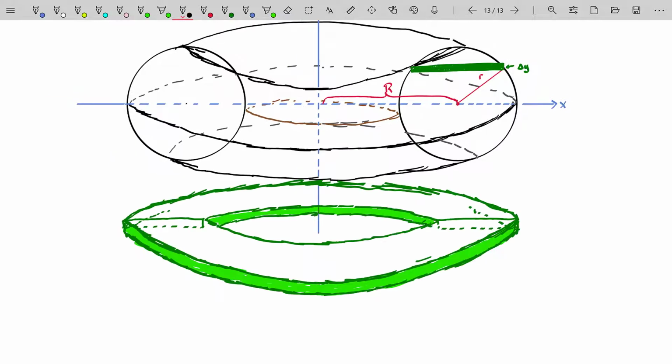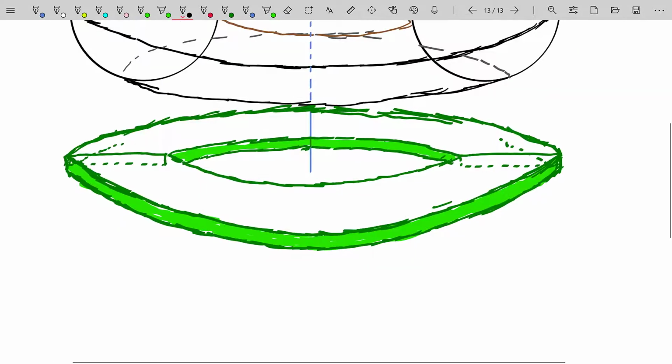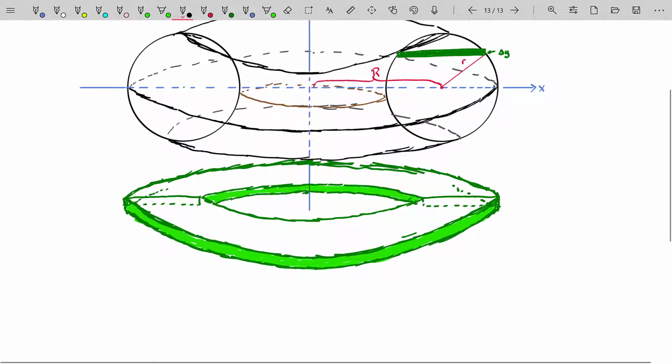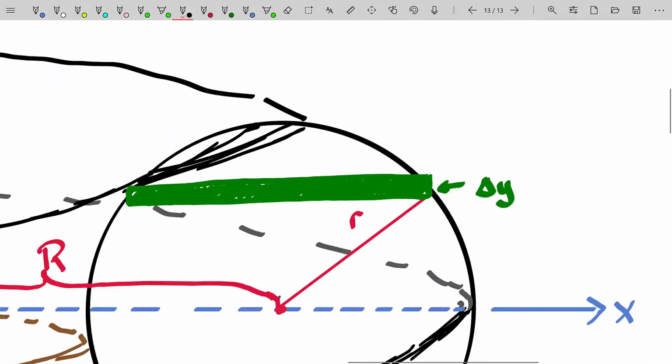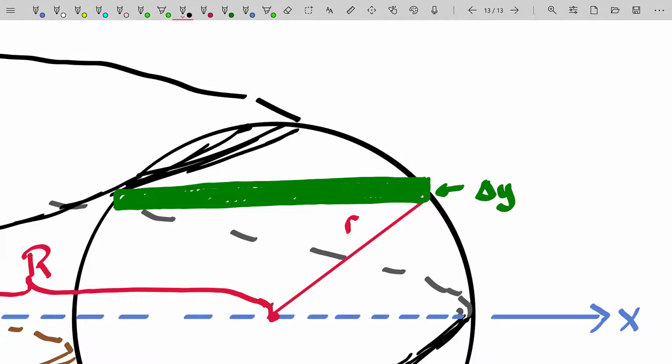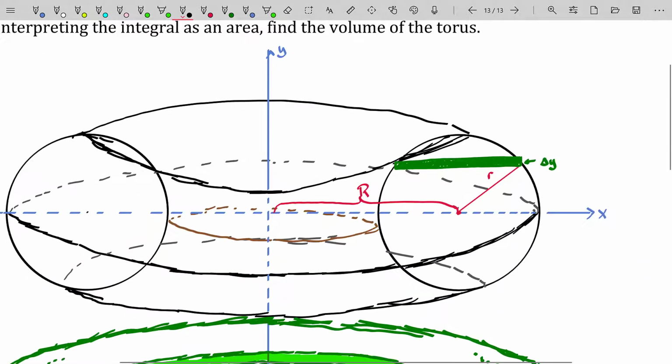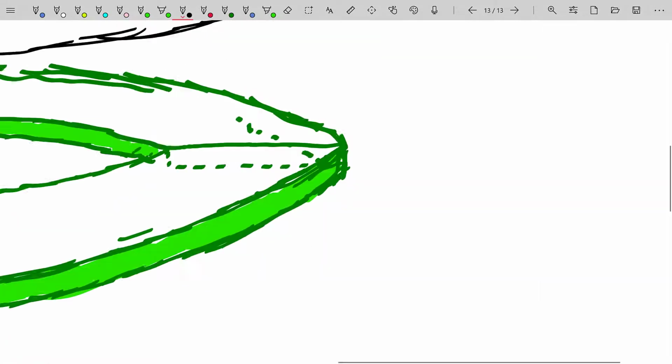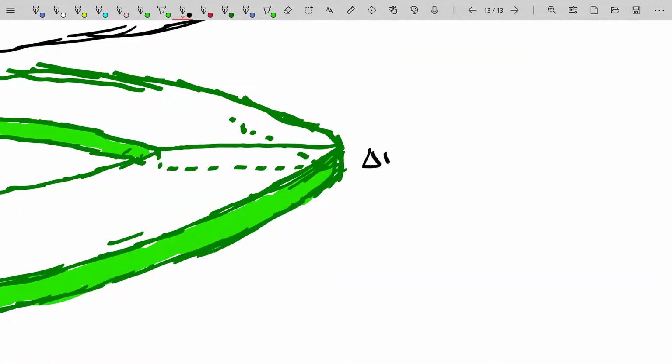Now, to be very honest with you, this is probably the best disc or washer that I've ever drawn, and it's really terrible, even though it's the best one I've ever drawn. Again, I'm not an artist, but there's a typical washer. That's that washer developed from rotating this thin slice about the y-axis here, just like that. And we know the thickness of it, again, is just a wiggle in y.